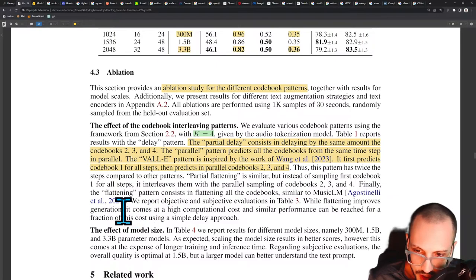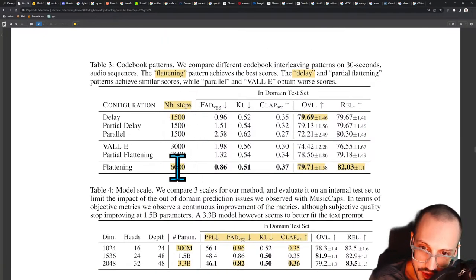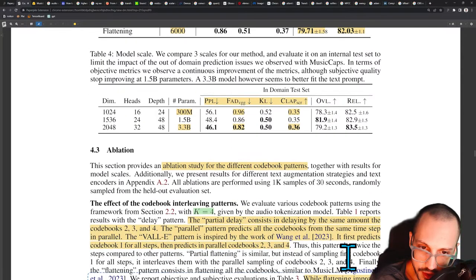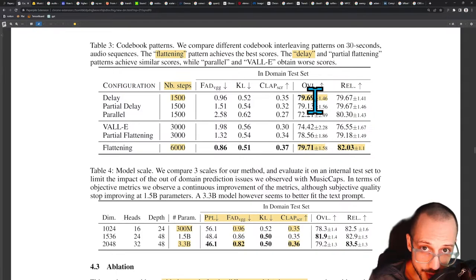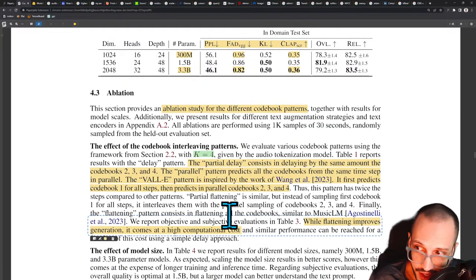While flattening improves generation, it comes at a high computational cost, and similar performance can be reached for a fraction of the cost. So that's what we saw here, right? It takes 6,000 steps versus 1,500 steps. And if the quality is going to be largely the same, you might as well just do the thing that's faster.